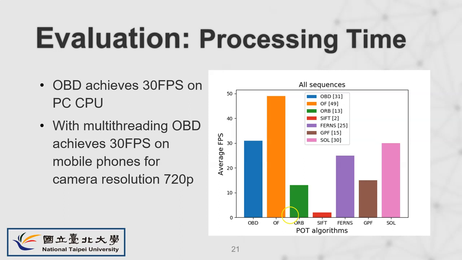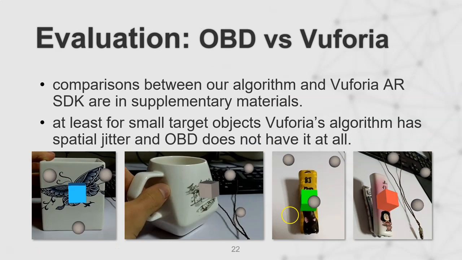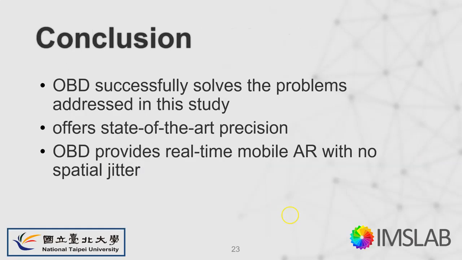Finally, OBD has small computational time and achieves 30 FPS on a PC CPU, and using multithreading we also achieve 30 FPS on modern mobile phones with 720p resolution. Additionally, in supplementary materials, we also provided video comparisons between our algorithm and the Vuforia AR SDK. These videos clearly demonstrate that, at least for small target objects, Vuforia's algorithm has spatial jitter, while OBD doesn't have it at all. Thus, we experimentally show that the proposed tracking algorithm successfully solves the problems addressed in this study, offers state-of-the-art precision, and delivers real-time mobile augmented reality with no spatial jitter.